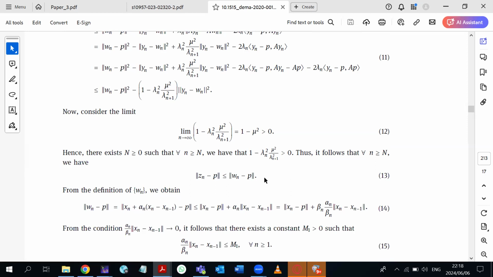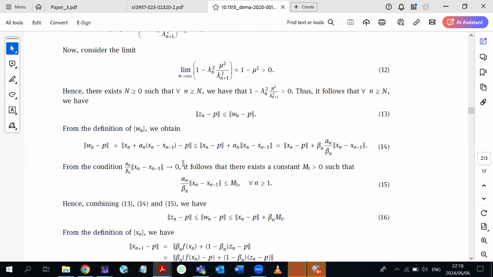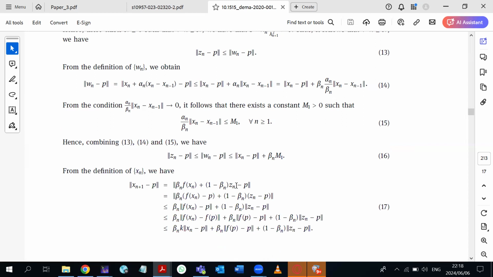And the definition of Wn was used to get 14. And you can see what they have said: from the condition that the sequence goes to 0, there's going to be a positive number such that that product will be less than or equal to that positive number. So that has been used again. They combine 13, 14, and 15 to give them 16. Those things you need to find out.